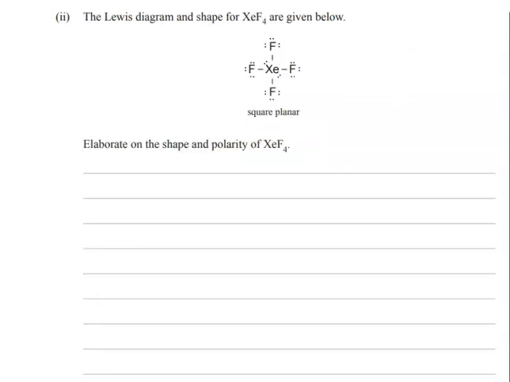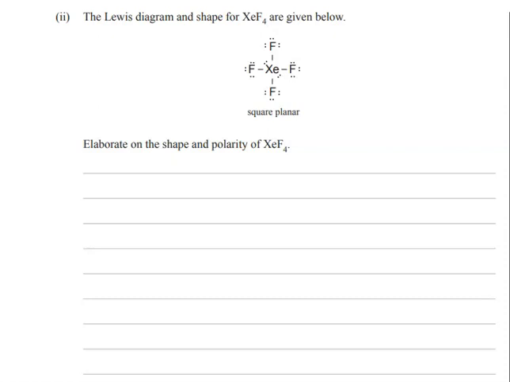Okay, it is fairly common for shape and polarity questions to be rolled in together. And my next series of videos are going to be talking about polarity. Right now, I just want to talk about the shape. So this particular question, which was from 2018, was talking about xenon tetrafluoride. In this case, the shape was actually explained, and as you can see, the Lewis diagram is given to you, but the question is to elaborate on both the shape and polarity.